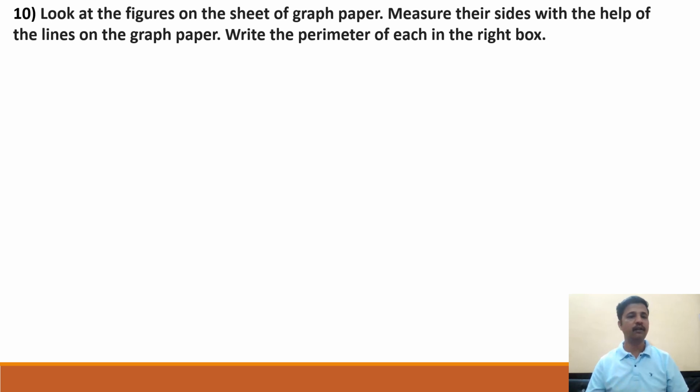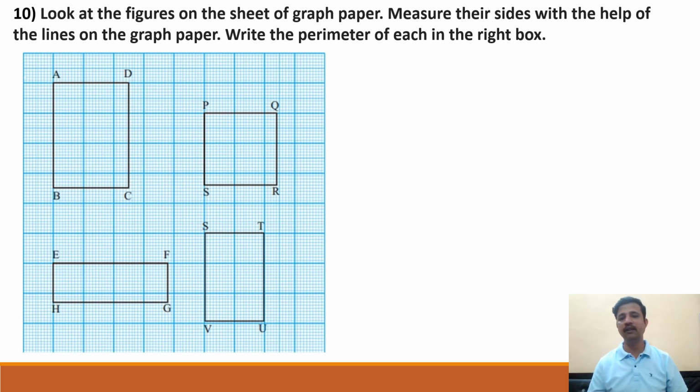Okay, this is question 10. Look at the figure on a sheet of graph paper. Measure the sides with the help of the lines of the graph paper. Write the perimeter of each in the right box.